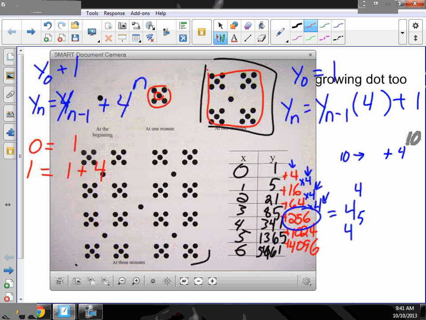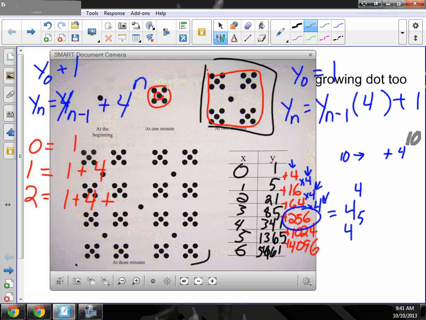And for minute 2, I'm going to take 1, and I add that to 4, and then I add, what comes after that? How much do I add on minute 2? 16, but 16 isn't how I want to write it. I'd rather write it as 4 squared. Okay? So for 3, 1 plus 4 squared plus 4 to the 3rd.